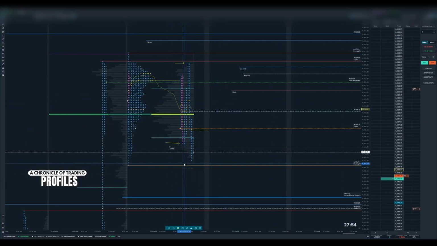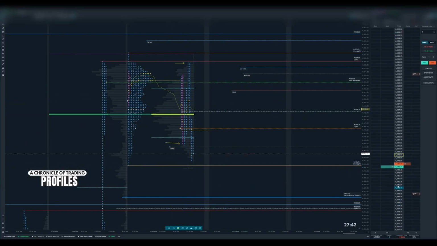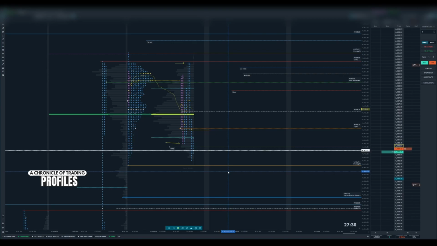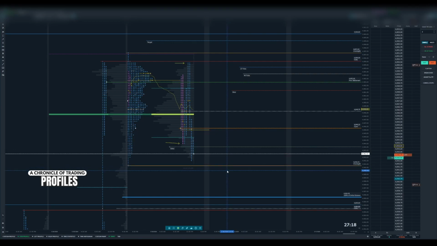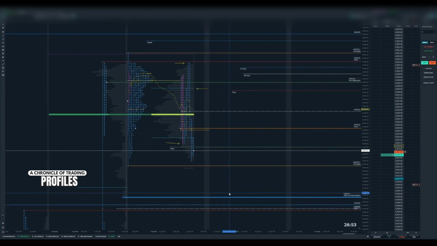In this video, I was just playing the edges on this balanced profile. We broke that poor low with the G period. So I entered as that H pulled back a little bit. I got a stop down under G.